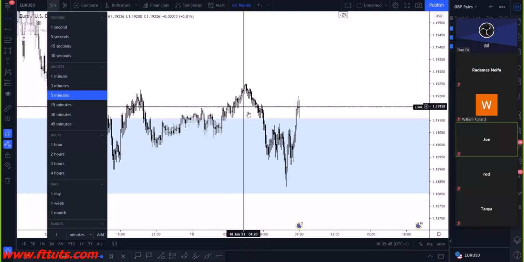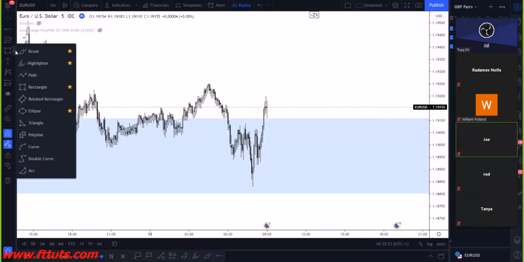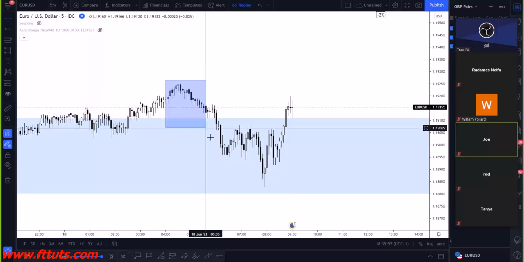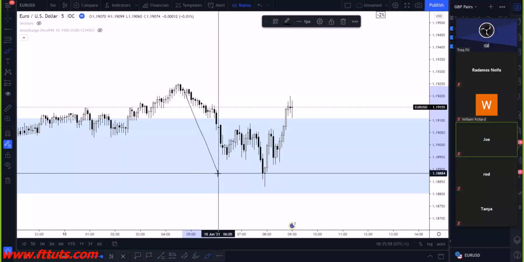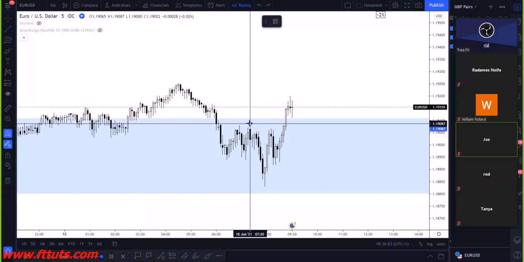Now right here, price goes back into our point of interest and pushes up. Do we see that bearish structure get broken? We have a low, lower high, lower low, higher high. So we have another break of structure.